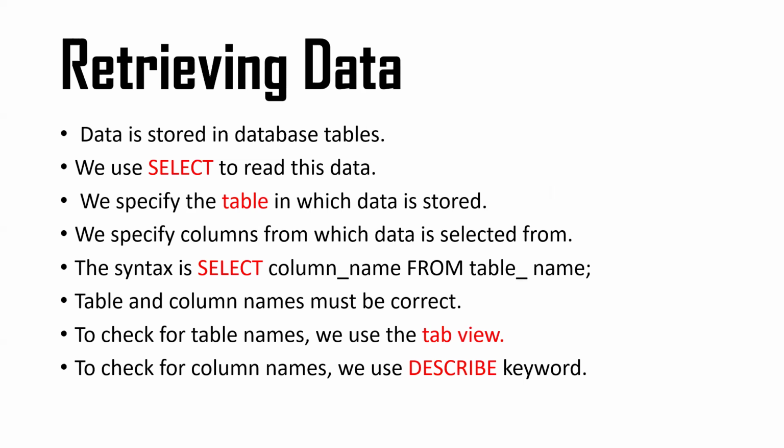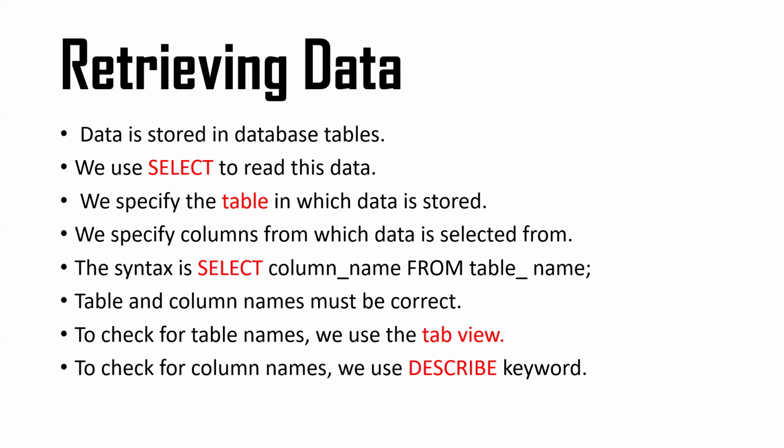In relational databases, data is stored in tables. And whenever I want to read data, we use the select keyword. And we must specify the table in which data is stored. And we must specify the columns from which data is selected.